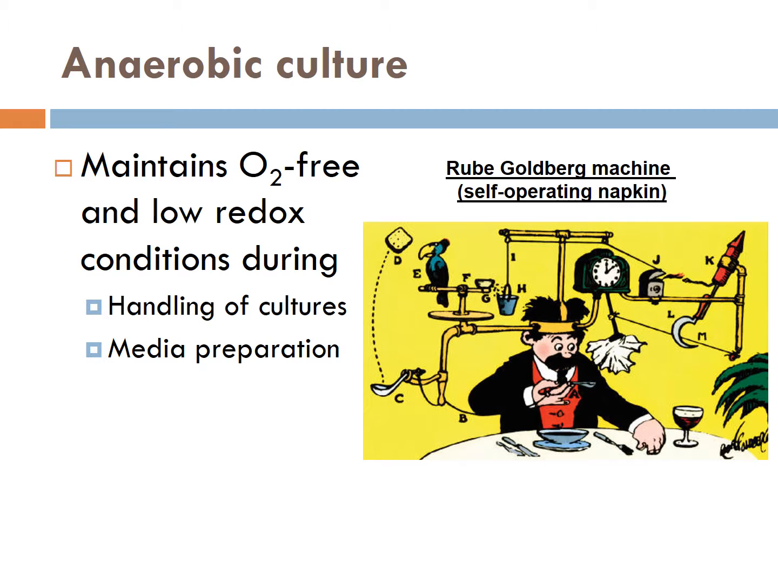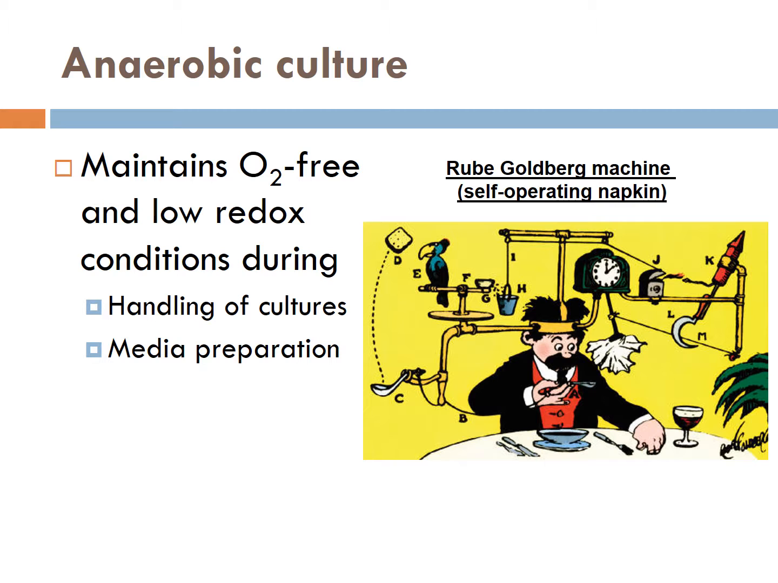This goal is conceptually quite simple, but the equipment we have to use to accomplish this goal can be rather complex. It might remind you of a Rube Goldberg machine, as we see on the right. Rube Goldberg was a cartoonist who made a career out of illustrating very complicated machines that accomplished very simple tasks. The example machine on the right shows a self-operating napkin, and if you follow all the steps labeled A through M, you can see how it works.